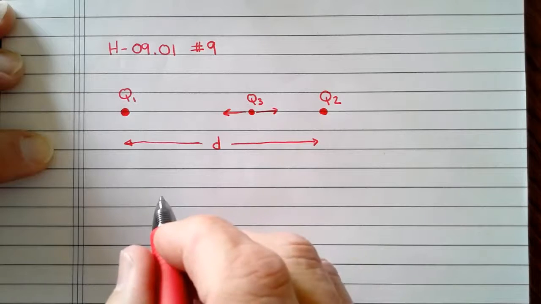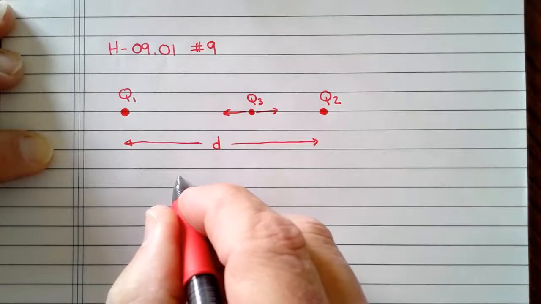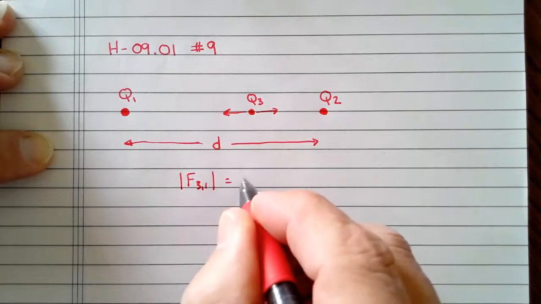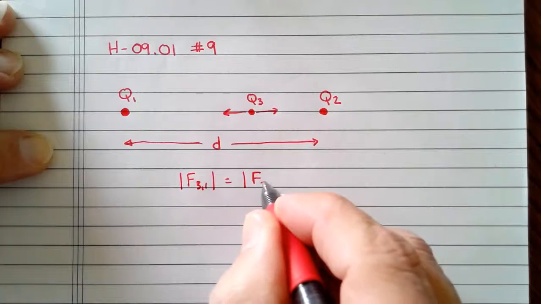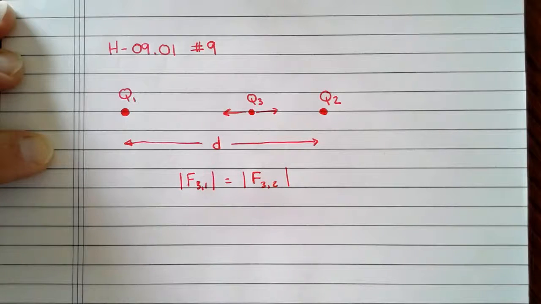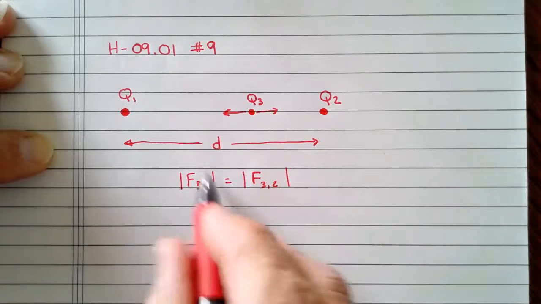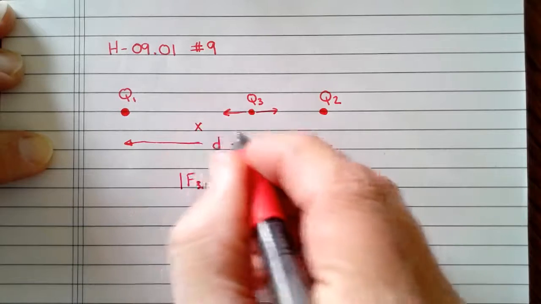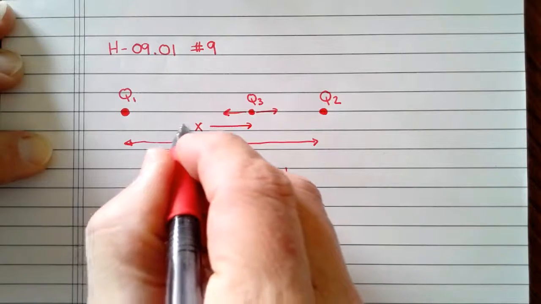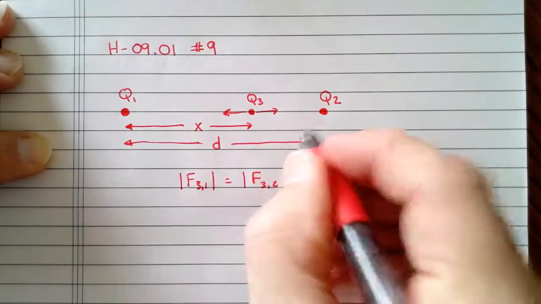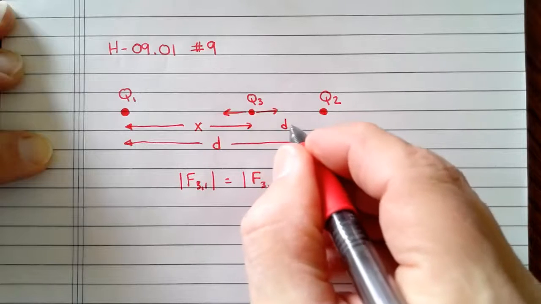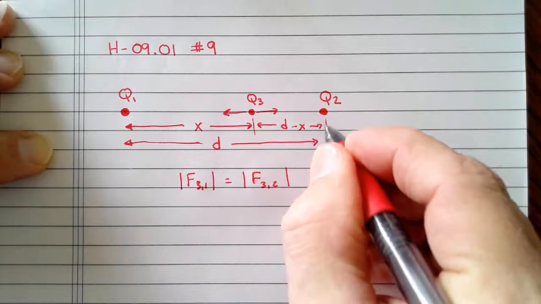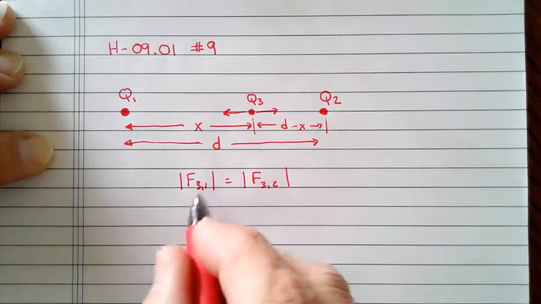So what we have to do is set up an equation. The size of the force on 3 due to 1 must be the same as the size of the force on 3 due to 2. So you're going to find an expression for the force on 3 due to 1. So let's call this distance x. So x is how far Q3 is from Q1. And then this distance over here will be d minus x. That's how far Q2 is from Q3.